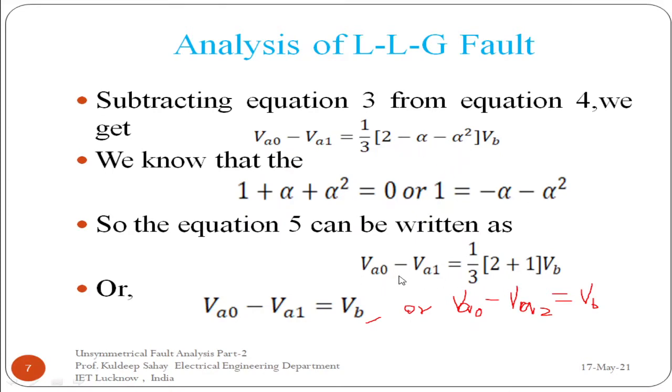So VA0 minus VA1 equals VB, or VA0 minus VA2 equals VB. So the difference between zero sequence voltage and positive sequence voltage gives the VB, and the difference between zero sequence voltage and negative sequence voltage is equal to VB.